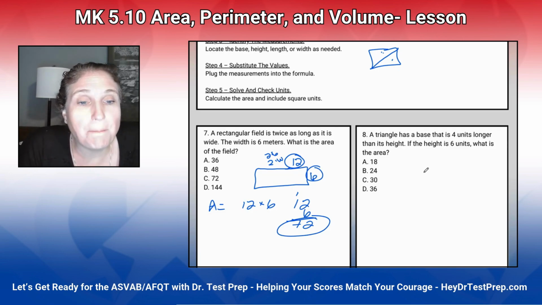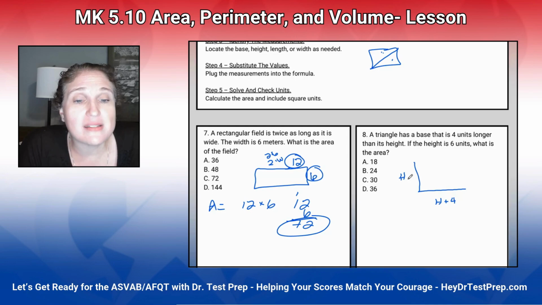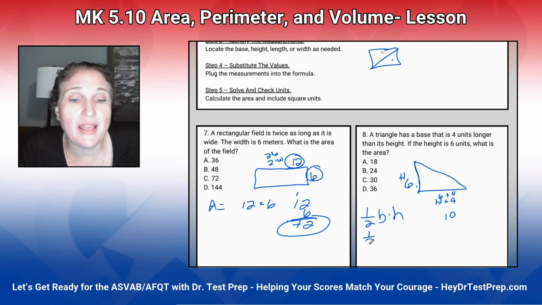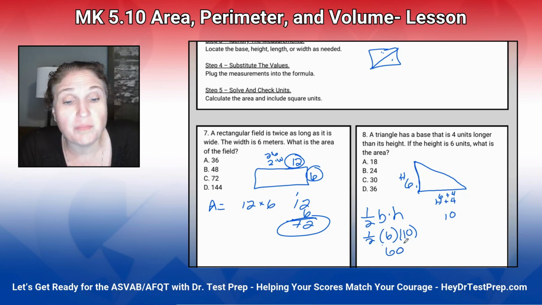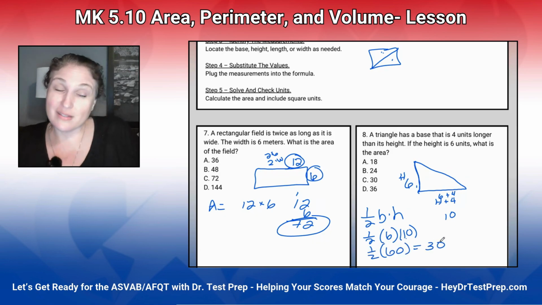A triangle has a base that is 4 units longer than its height. So here's my height, and the base is 4 units longer. If the height is 6, what is the area? Well, if this height is 6, that means this value here has to be 10. So now I can do 1/2 base times height. So I've got half of 6 times 10. 6 times 10 is 60. So half of 60 equals 30. Me personally, I like to save the half for the end.